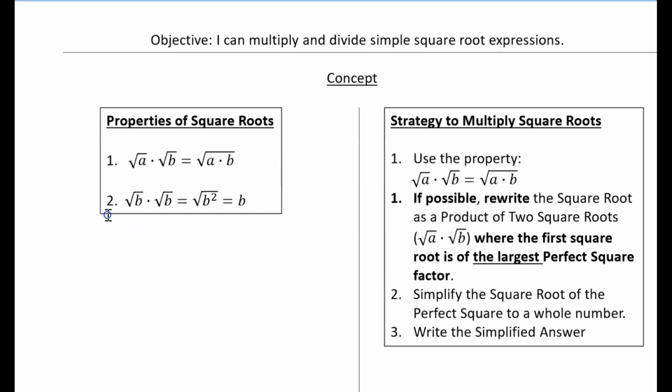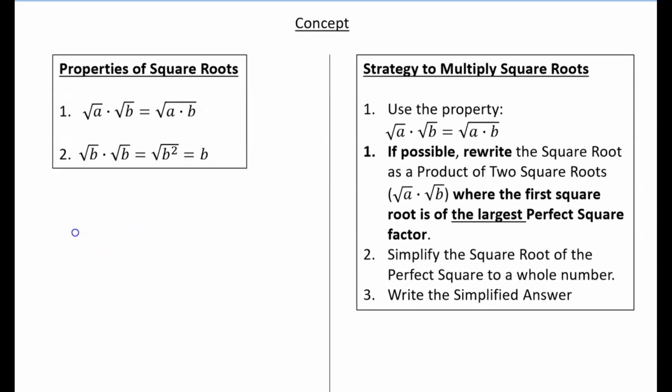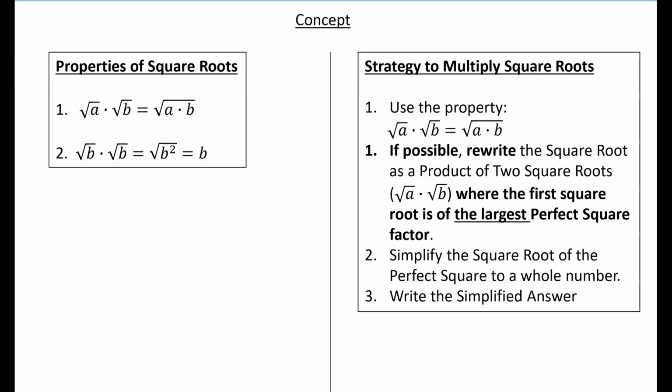Okay, some more properties that we're going to cover now. We're going to multiply some things together, and then simplify if possible. A property of square roots is that if I am multiplying two square roots together, I can combine them underneath a radicand. I'll give you an example. The square root of 2 times the square root of 3 is equal to the square root of 2 times 3, which is 6. So the square root of 6.